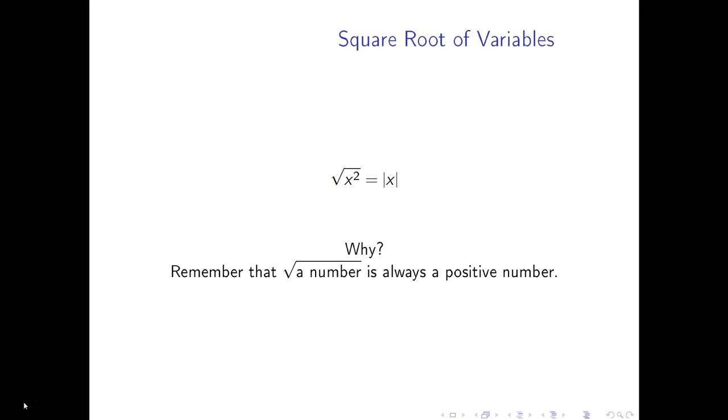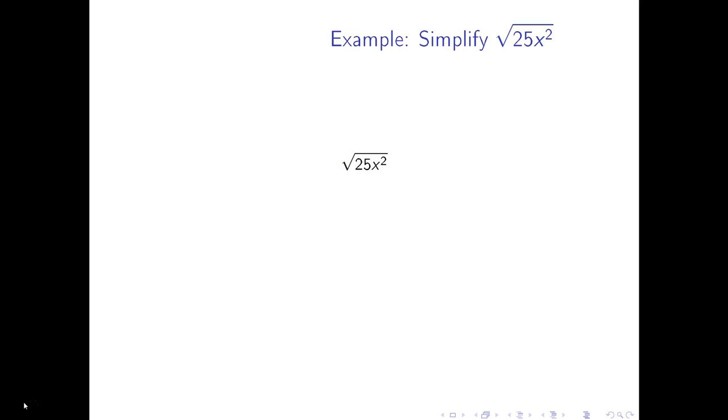You'll notice in some of the problems it says assume that the number is non-negative, meaning you don't have to worry about the absolute values. But if that is not stated, you need to include the absolute values. So to demonstrate this, let's just do an example.